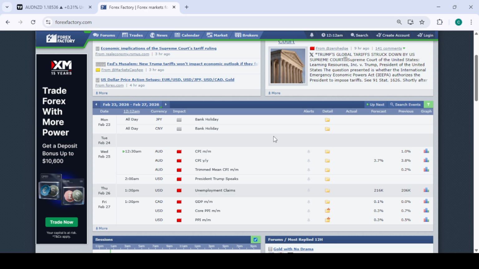So on Monday we have a bank holiday for the JPY and the Chinese yen. I think the Spring Festival is still ongoing for the Chinese. Tuesday, there's no high impact news on Tuesday.